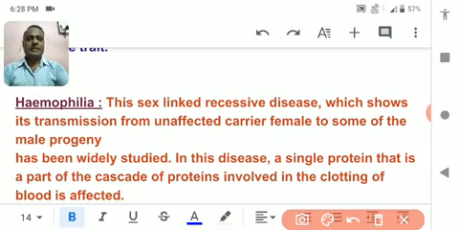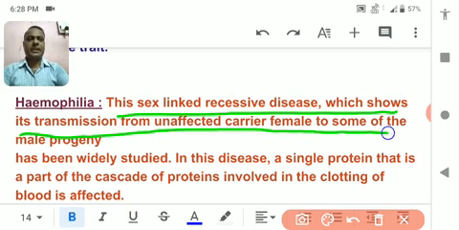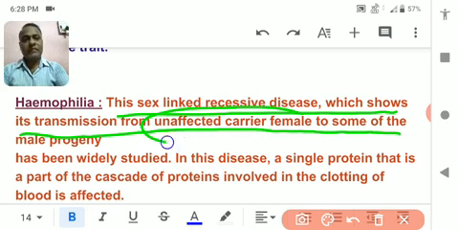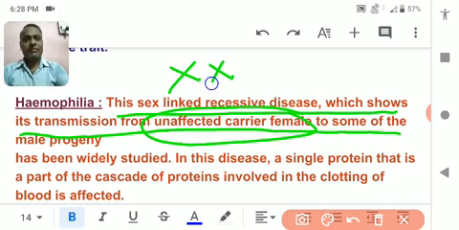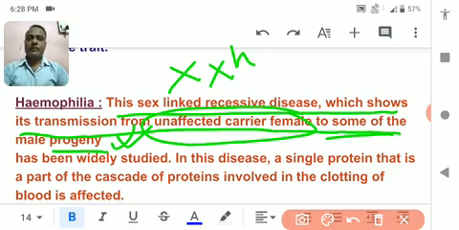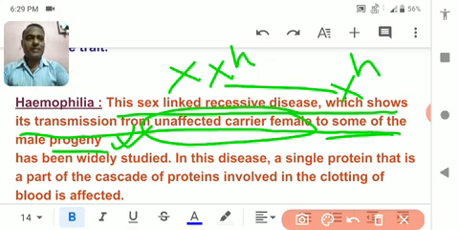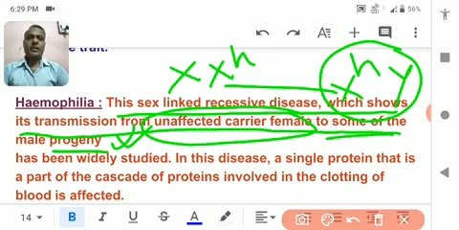Let us study the sex-linked recessive disease which shows its transmission from an unaffected carrier female, the one that I made over here, to some of the male progeny, because a male has a single X chromosome. If this X chromosome is transferred to the male, he will become hemophilic.